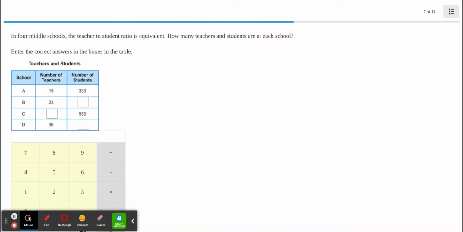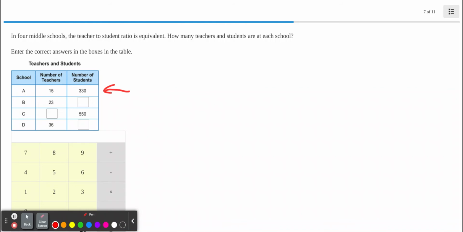Number 7 says, in 4 middle schools, the teachers to student ratio is equivalent. So for every so many teachers, there's always the same number of students. How many teachers and students are at each school? And enter the correct answers in the boxes in the table here. So again, what we're looking to do is find the common ratio between all of these things. And the only school we know all about is good old school letter A.